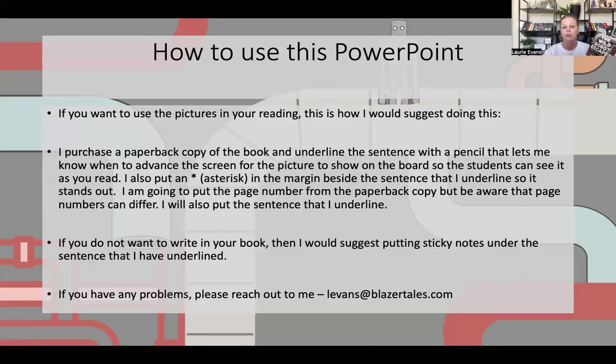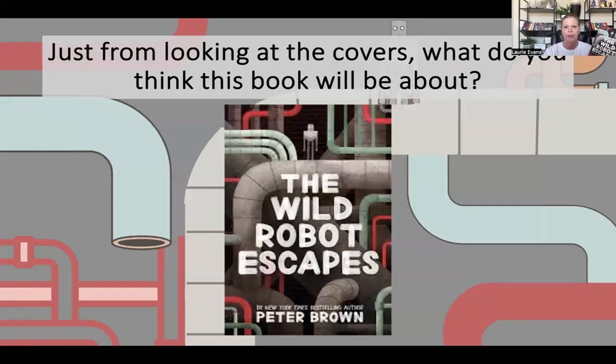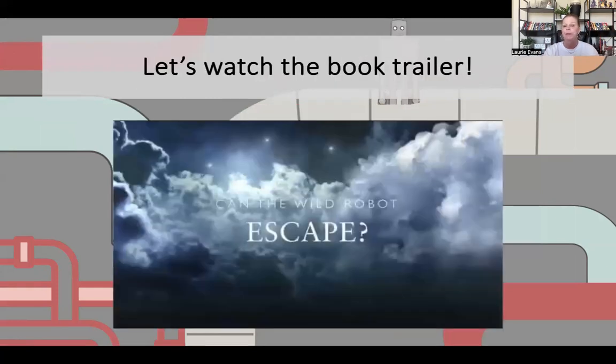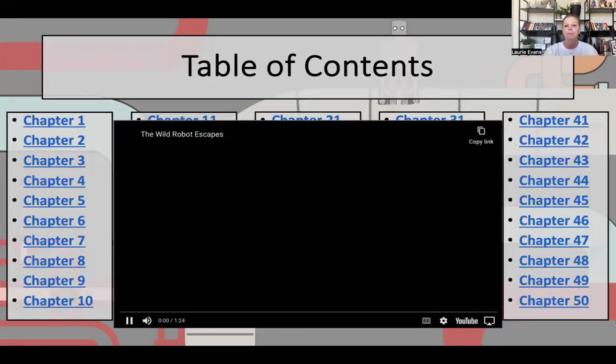The pictures are going to be in here so the kids can see them better, like up on a whiteboard or something. And this tells you that you're going to go under where I tell you to underline and put an asterisk, or you could put a sticky note there if you don't want to write in your book. That's what that is. This is just to get the kids thinking: what is the book? What do you think the book's going to be about before we even start reading? There is the book trailer you can show them.